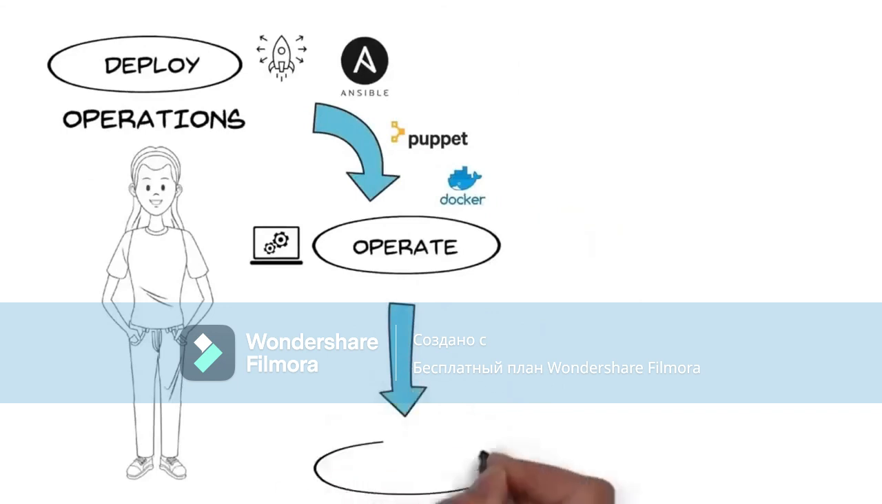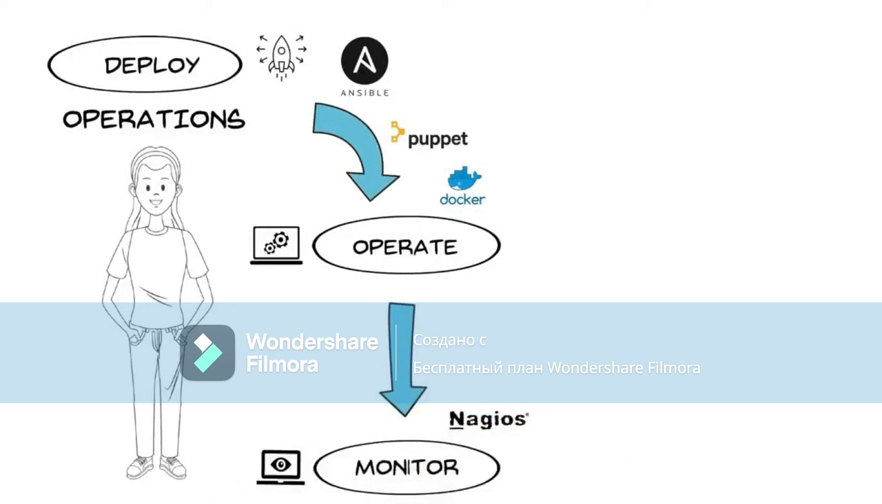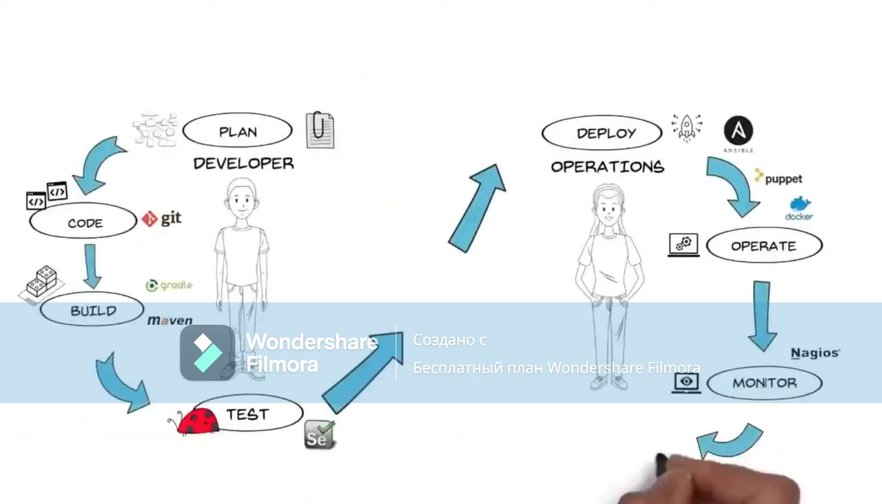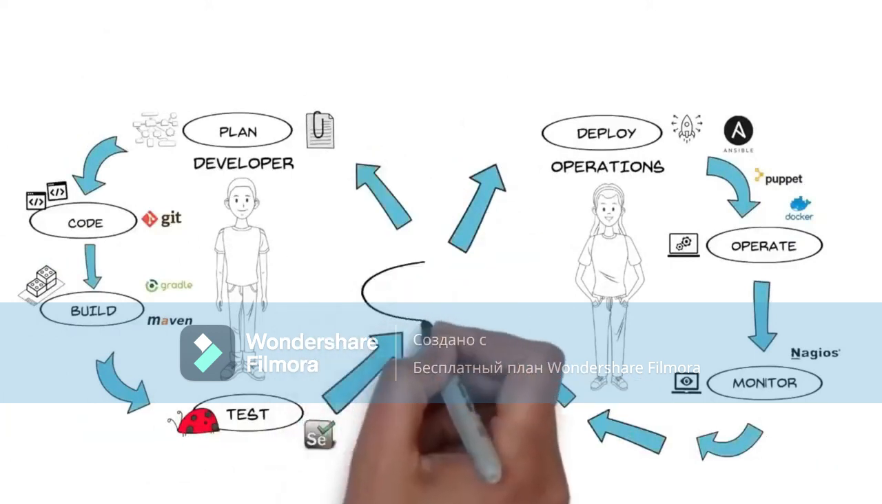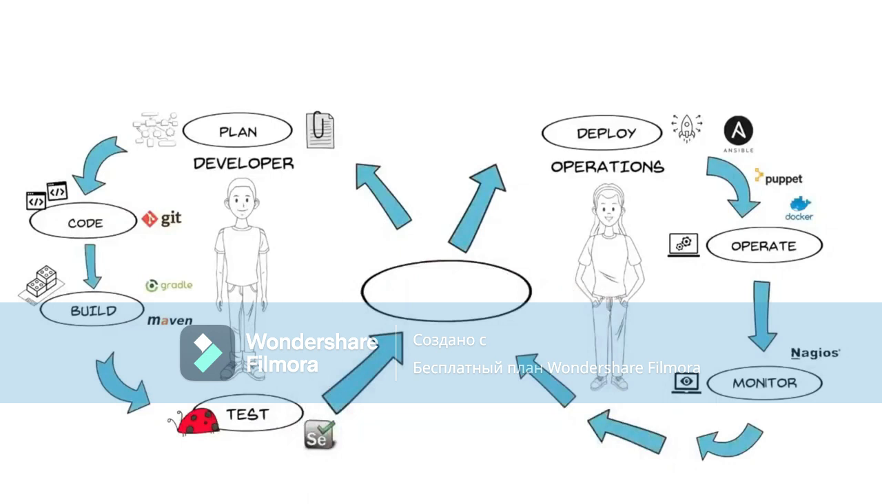Now, every product is continuously monitored in its working environment. Nagios is one such tool that automates this phase, and the feedback is fed back to the planning stage. And finally, we have the core of the DevOps lifecycle, the integration stage. Tools such as Jenkins are responsible for sending the code for build and test. If the code passes the tests, it's further sent for deployment. This is called continuous integration.